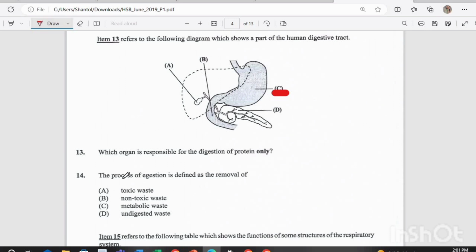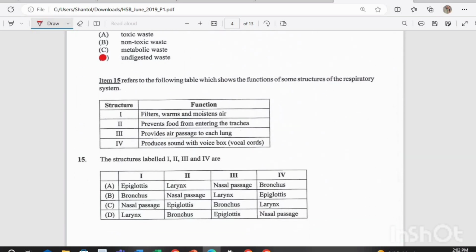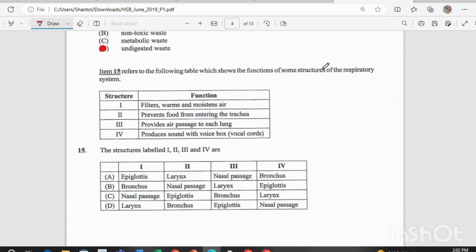Question 14. The process of egestion is defined as the removal of A, toxic waste, B, non-toxic waste, C, metabolic waste, or D, undigested waste. And remember, it's asking about egestion, so undigested waste should come to your mind. D. Item 15 refers to the following table, which shows the functions of some structures of the respiratory system.